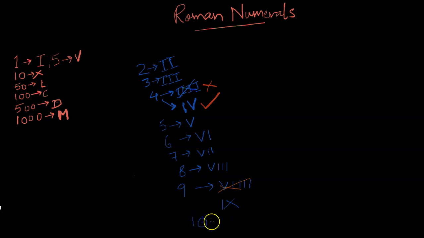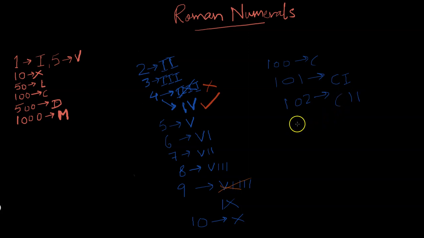What about 10? 10 is just X. What about 100? 100 is C, right? What about 101? 101 is C and I, because C is 100 and I is 1. What about 102? 102 will be C, I, I, and then you can play around with it.